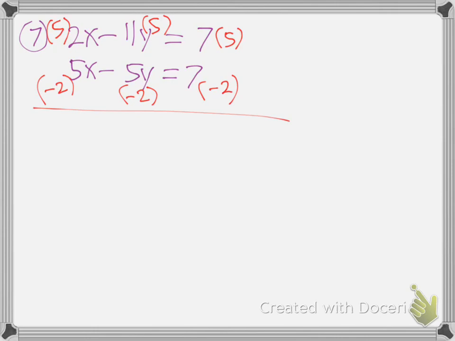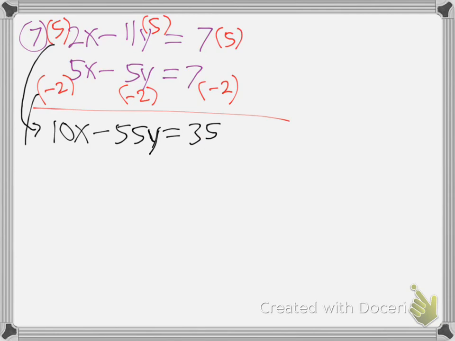Good so far? It's making sense? Okay, now bring it. See how I draw a line? I bring the arrow, bring it down. So what do we have? 10x minus 55y is 35. So far, so good. And now the second one comes down. Minus 10x plus, watch your signs carefully, plus 10y is minus 14.